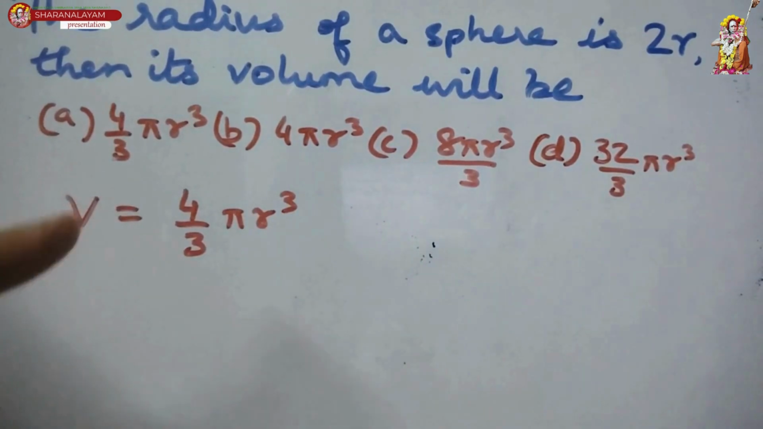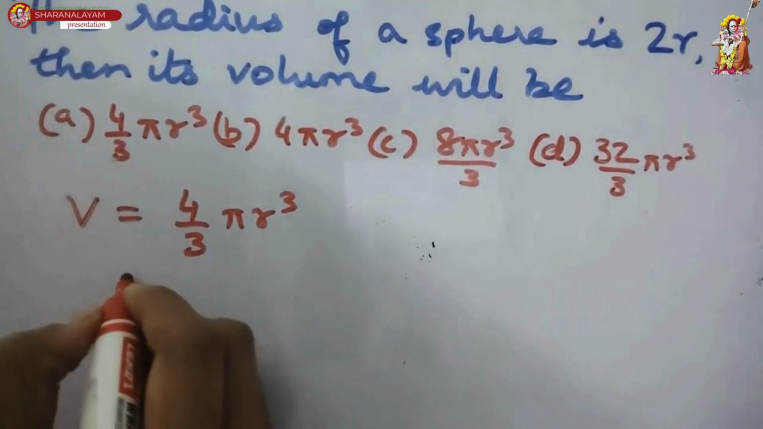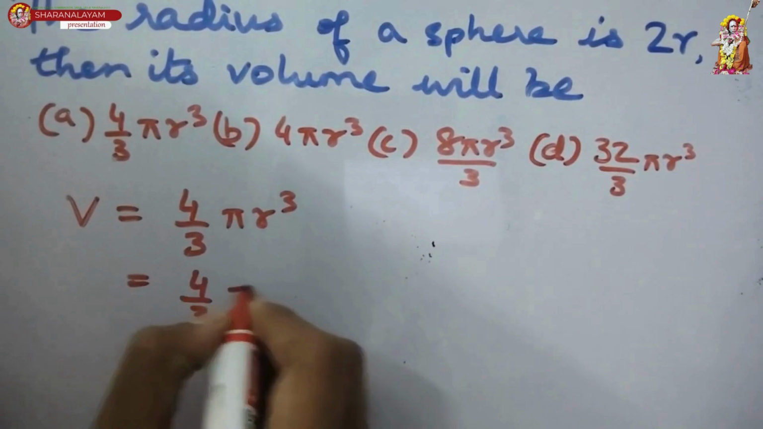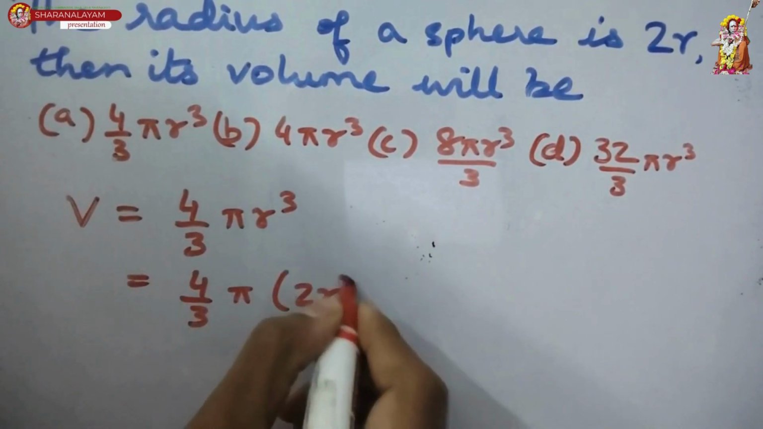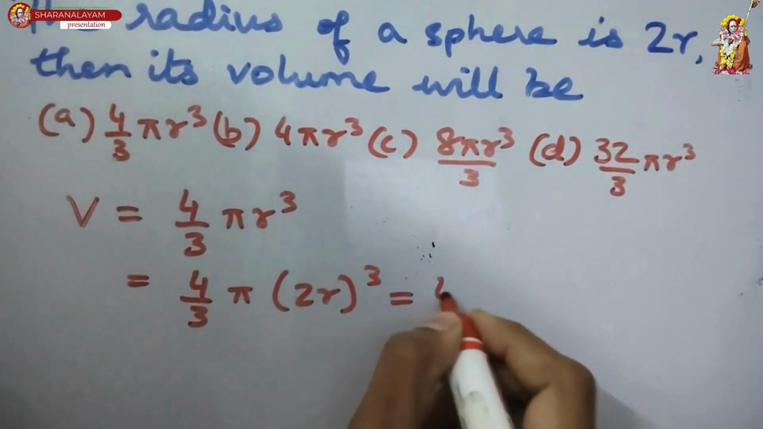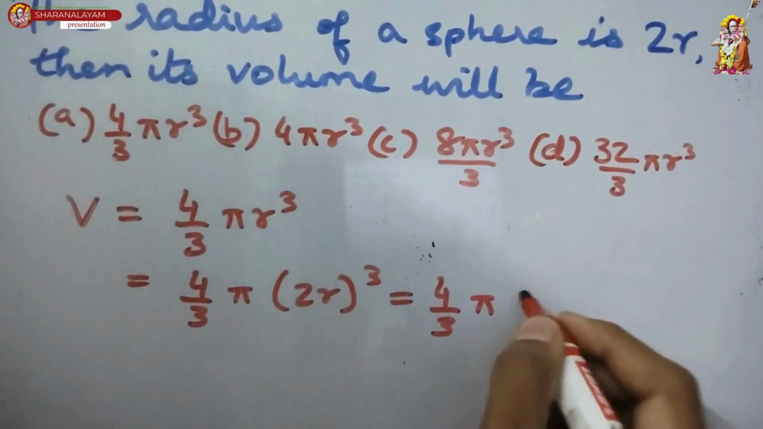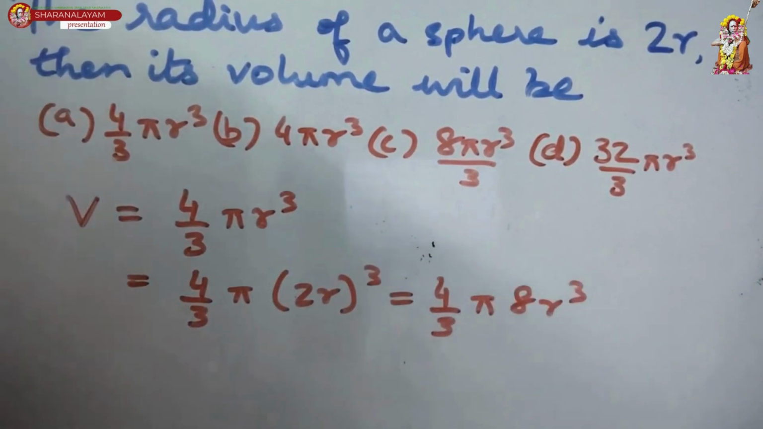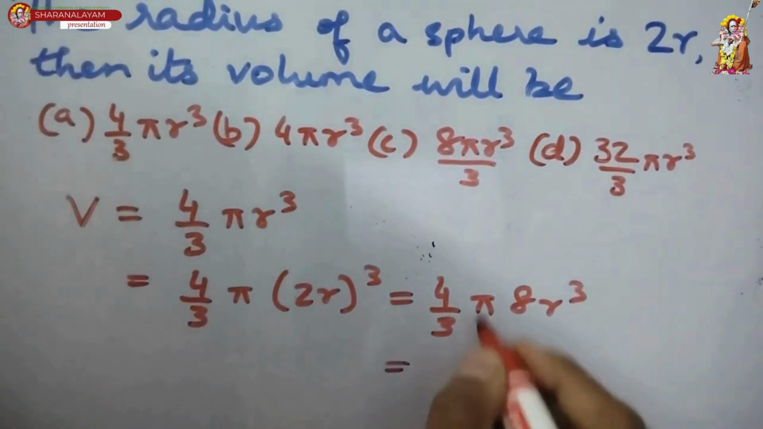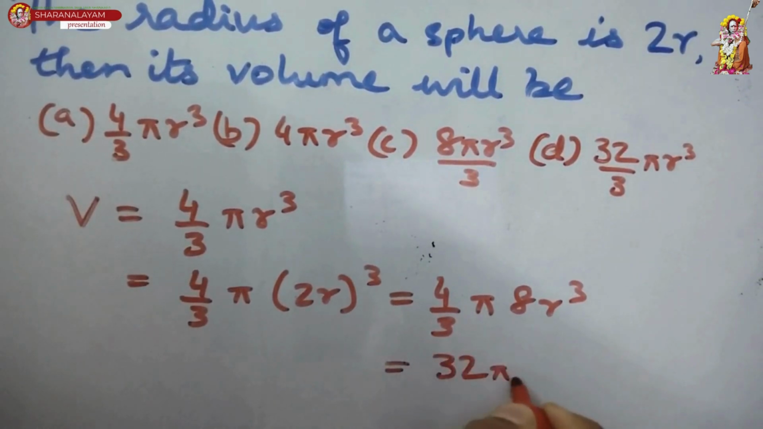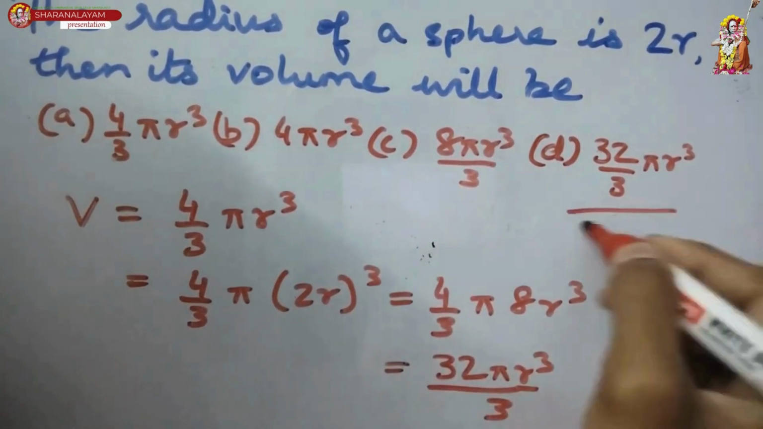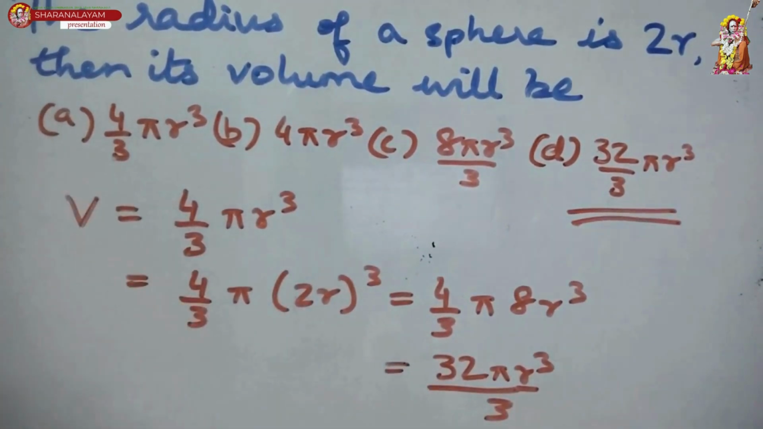Now, the radius of the sphere is 2r. This will be 4 upon 3 pi. Instead of r, you will have 2r whole cube. So, that will be 4 upon 3 pi 8r cube. That will be equal to 32 pi r cube upon 3. So, D is the correct option.